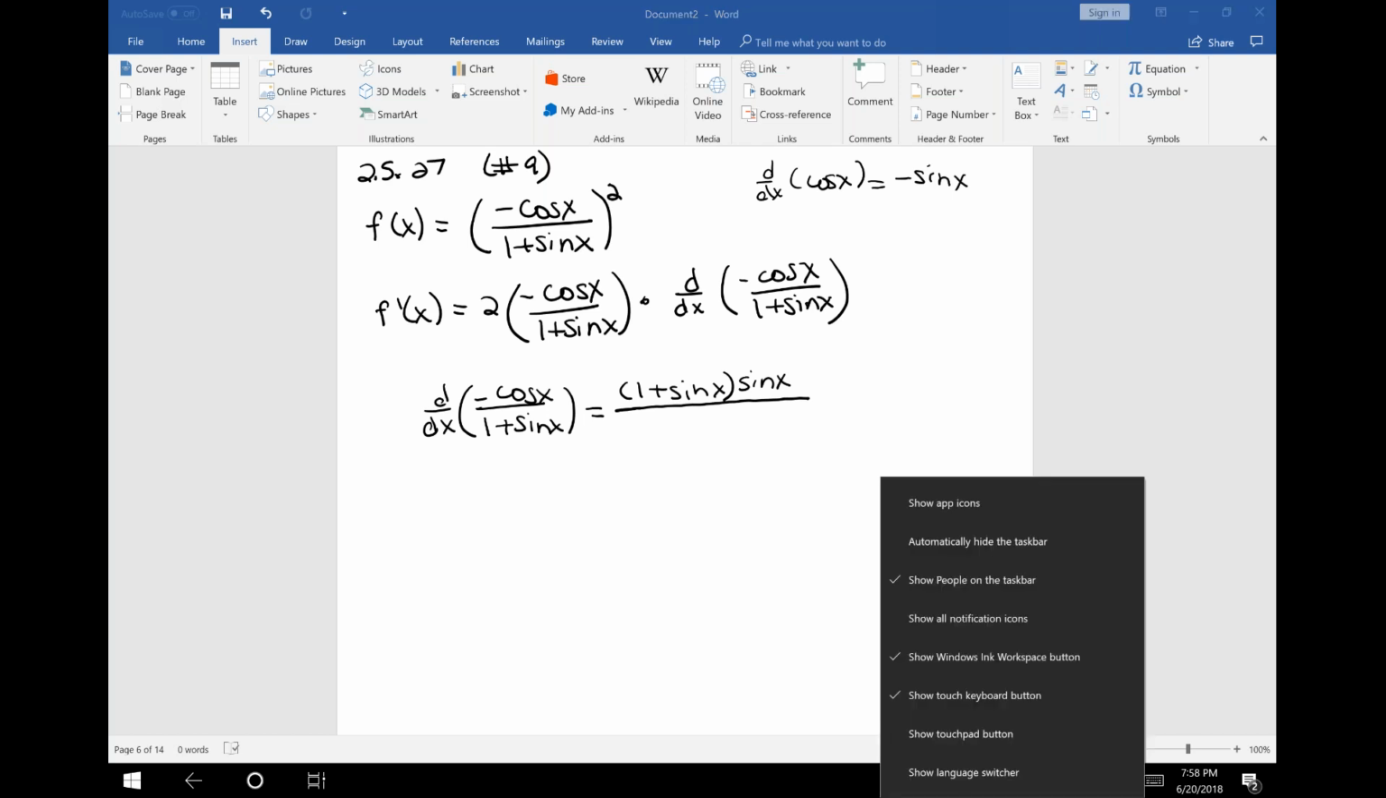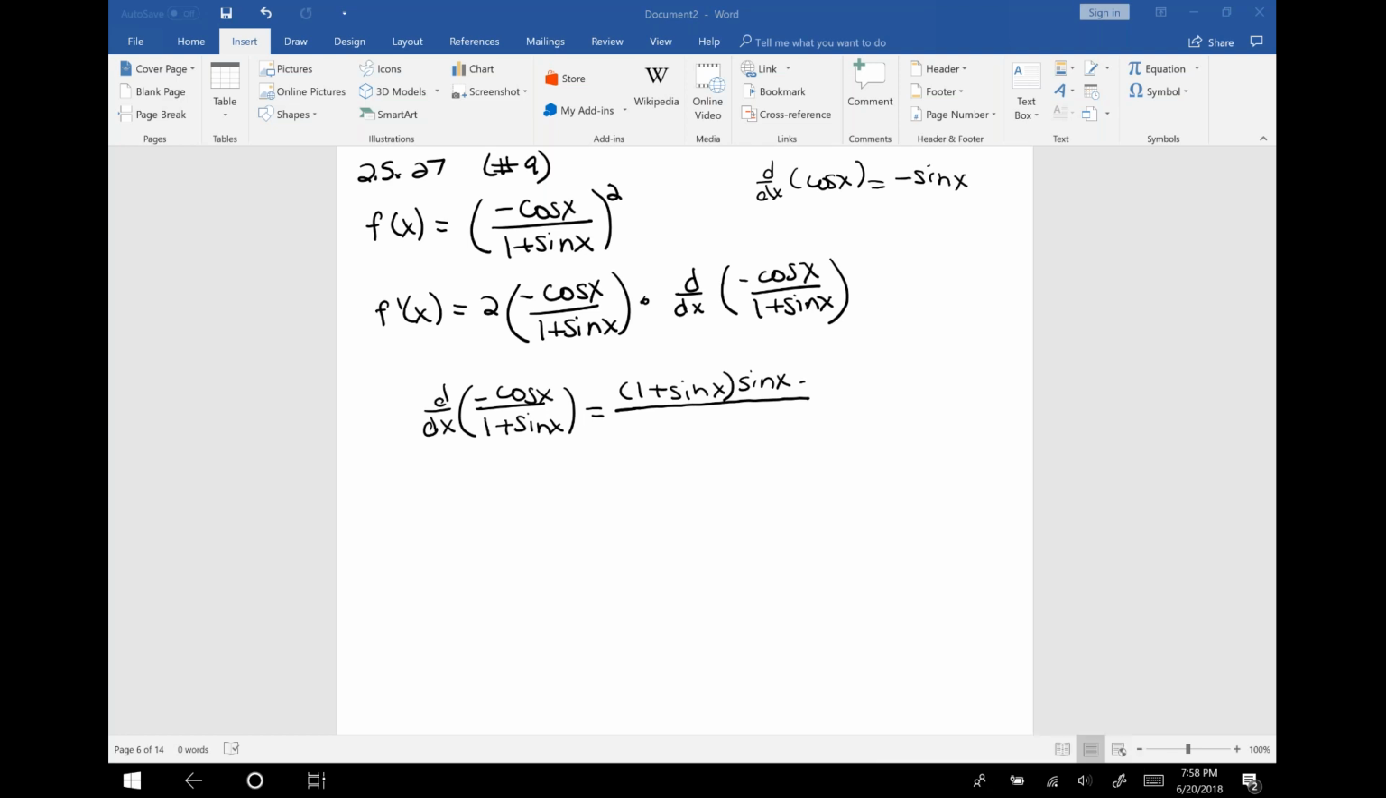So that's the bottom times the derivative of the top, minus the top function, which is minus cosine of x, times the derivative of the bottom. So the derivative of 1 plus sine of x, derivative of 1 is 0, so derivative of sine is going to be cosine of x. And then we're going to divide that by the denominator squared. All right, so hopefully that's okay so far.